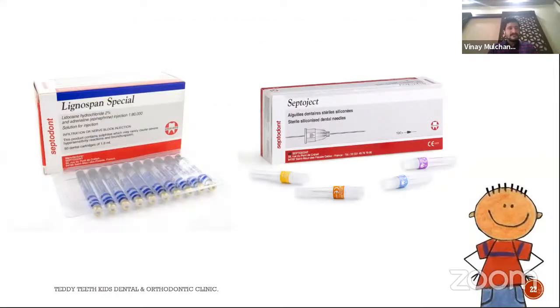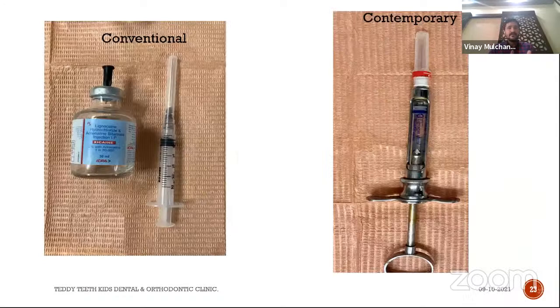Now, these are the systems, as you can see. This particular slide shows the cartridges which are used and the varying sizes of the needles. The color coding determines the different gauge as well as the length of the needle. The next slide shows how a conventional and the contemporary system look.